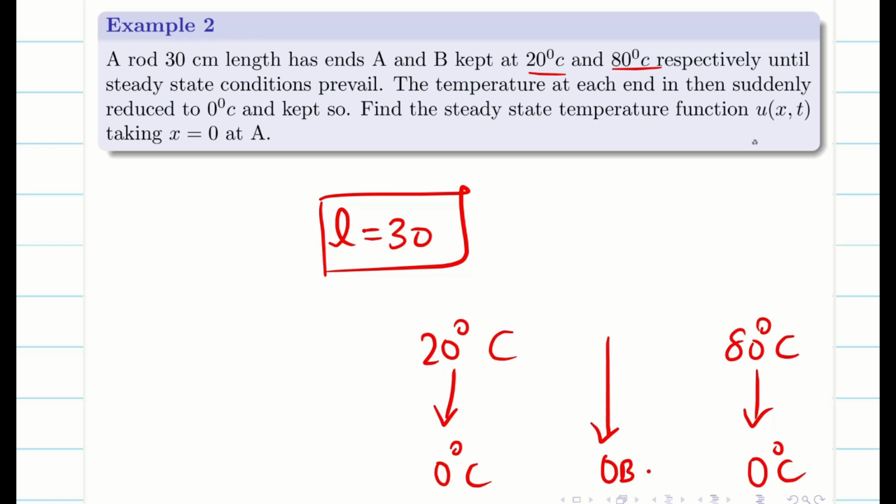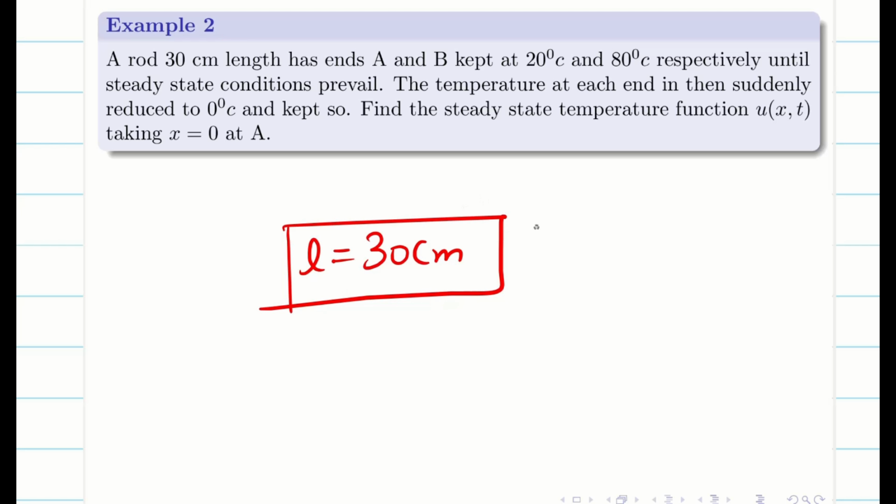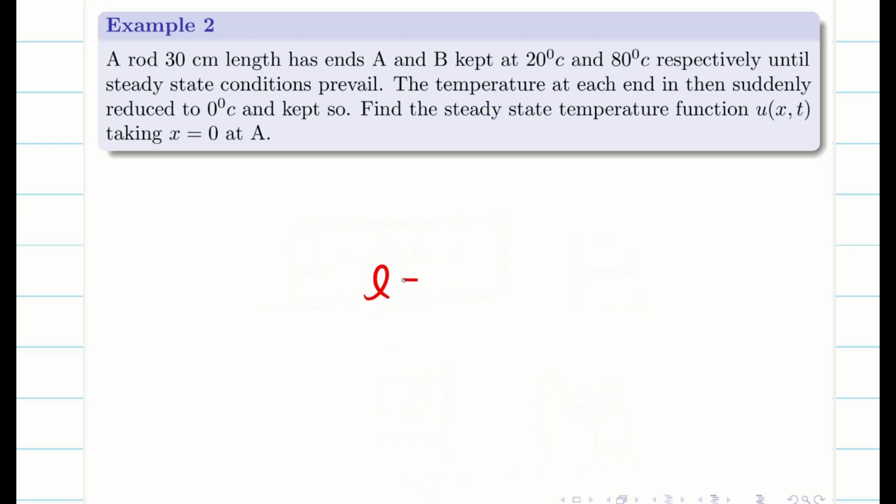Now we have to find u of x comma t, taking x equal to 0 at the point A. As I said, here is some hint: the length of the rod is given as 30 centimeter. Never solve the problem with the number 30, because we are all habituated with solving either cos nx or cos n pi x by L, sin nx or sin n pi x by L. So assume that L equals 30 and solve the problem for L. At the end of the problem, substitute the value 30. It will be more convenient and safer for you to do the problem in a correct way. Okay, let us go into the problem.